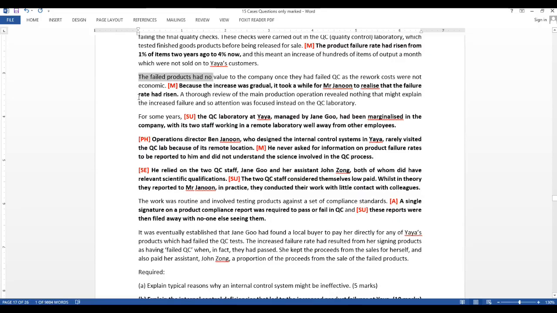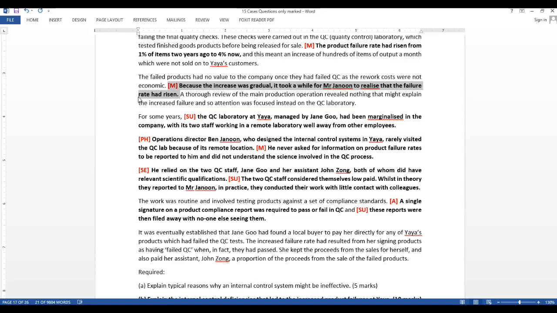The failed products had no value to the company once they had failed the QC, as the rework costs were not economic. So they are just scrap items. Because the increase was gradual, it took a while for Mr. Janoon to realize that the failure rate had risen. So again, this is a management control failure, because he should have periodically checked what the QC failure rate is, something like once in 6 months or once a month, or some kind of periodic review he should have taken.